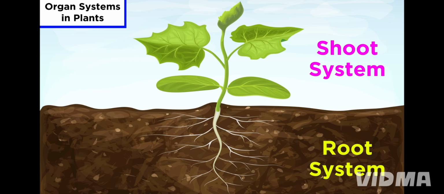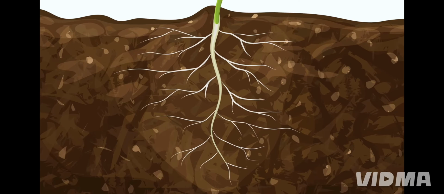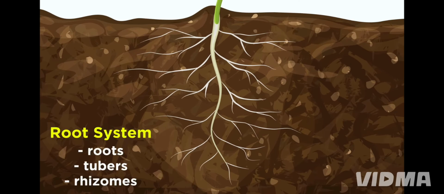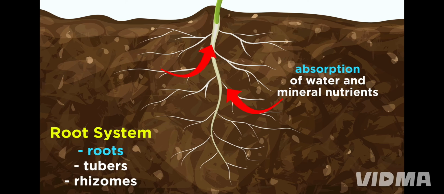The root system includes all of the parts of a plant that grow below the ground. These include roots, tubers, and rhizomes. The roots are branching structures that extend into spaces in the soil and absorb water and mineral nutrients, delivering them to the rest of the plant.